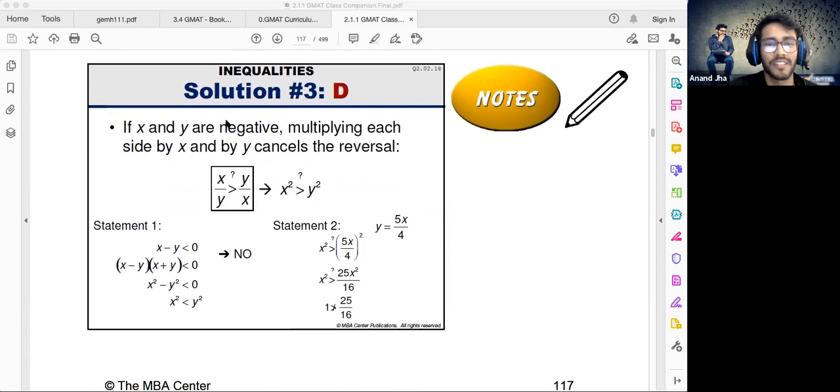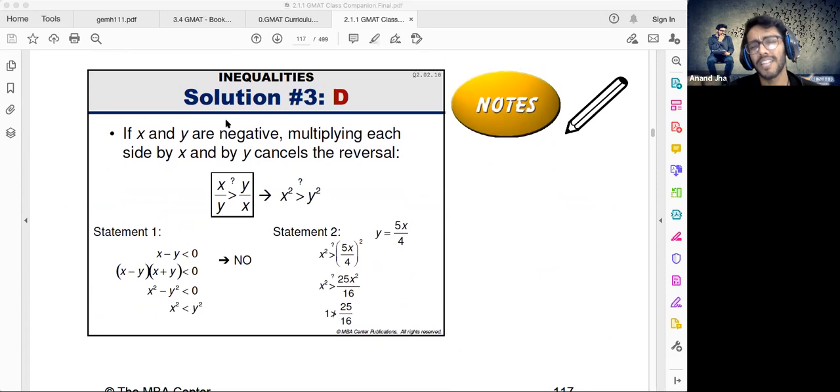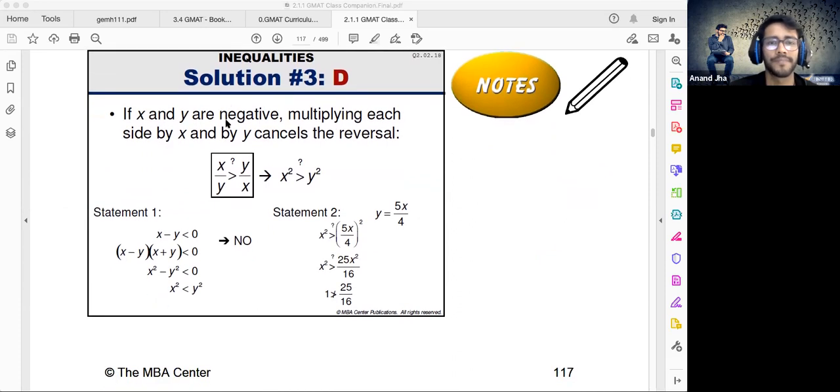Now, what was the option in D? Usually, what is the option D? Statement 1 is correct, statement 2 is correct. Statement 1 and 2 is the correct combination. All these options they will give you. If x and y are negative, multiplying each side by x and y cancels the reversal. x square greater than y square. No, don't follow this approach. Take a number and then do. That's much better. Take a number and then do.